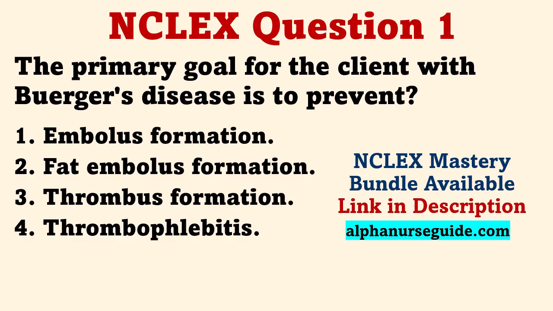The correct answer is 3. Because of the inflammation, a common complication of Buerger's disease is thrombus formation and potential occlusion of the vessel. Inflammation of the intermediate and small arteries and veins is involved in the disease process. Embolus is a potential risk if a thrombus has developed. Fat embolus is associated with fractures of the bones. Thrombophlebitis occurs after thrombus formation.